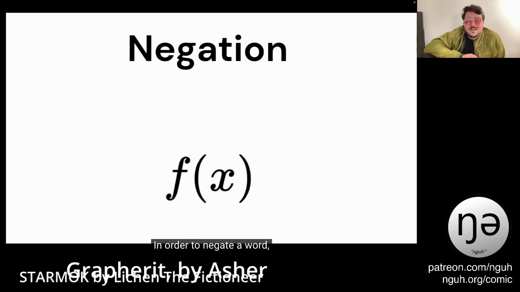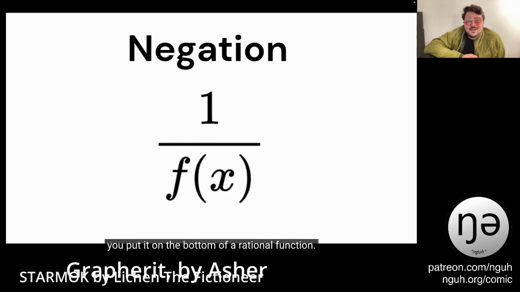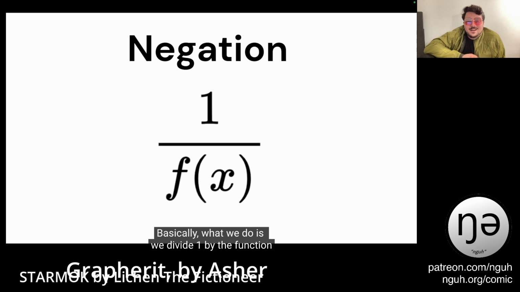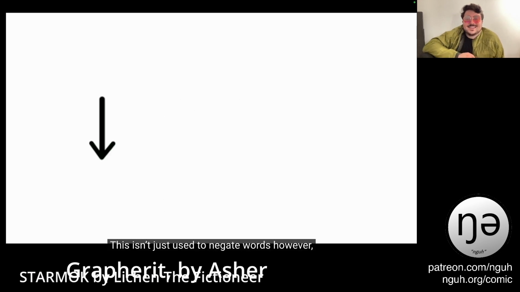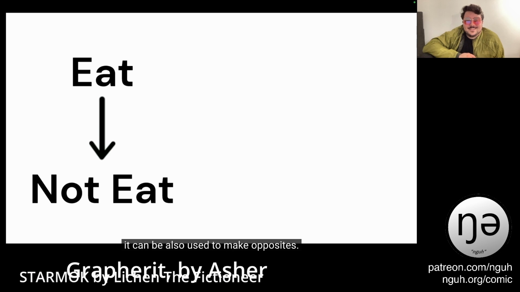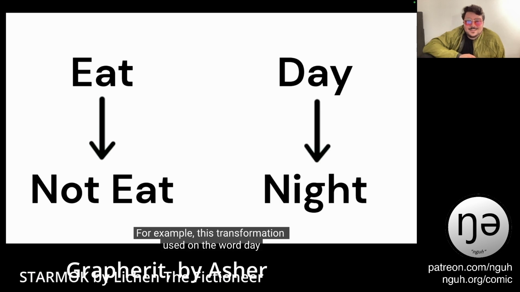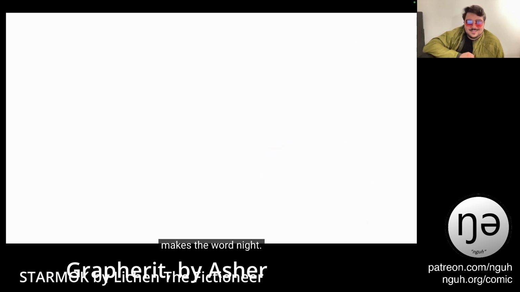Okay. In order to negate a word, you put it on the bottom of a rational function. Basically, what we do is we divide 1 by the function, with some dilation to make it look nice. This isn't just used to negate words, however. It can also be used to make opposites. For example, this transformation, used on the word day, makes the word night.